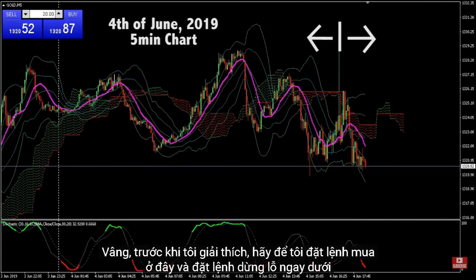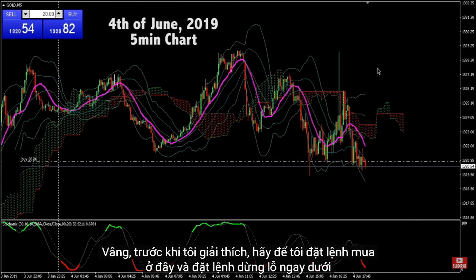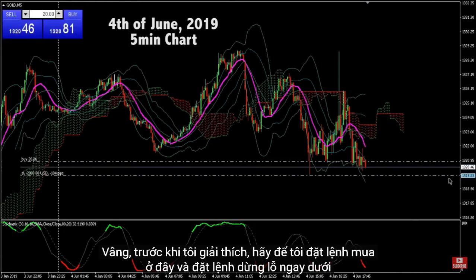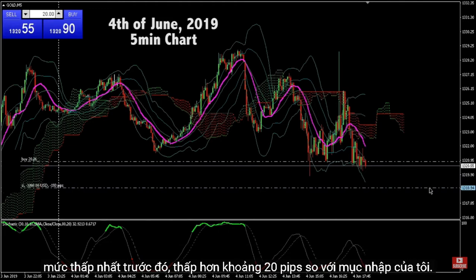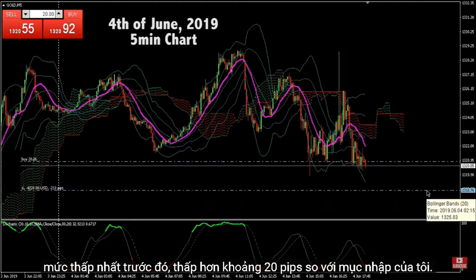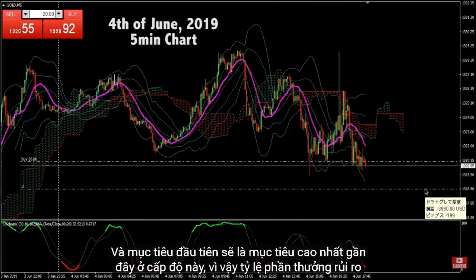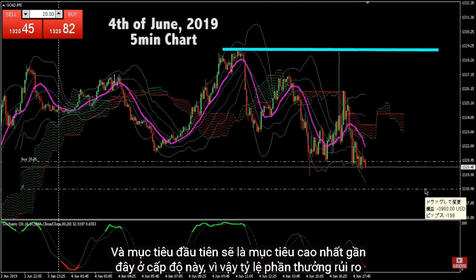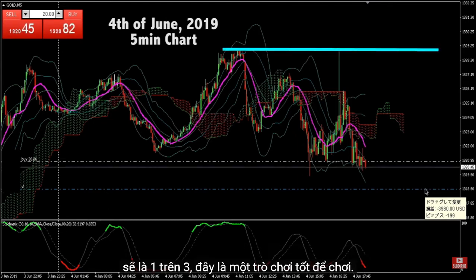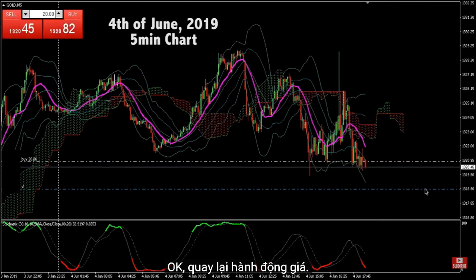Well, before I explain, let me place a buy here and place the stop loss just below the previous lowest, which is about 20 pips below my entry. And the first target will be the recent highest, which is at this level. So the risk reward ratio will be 1 to like 3, which is a good game to play. Okay, back to the price action.